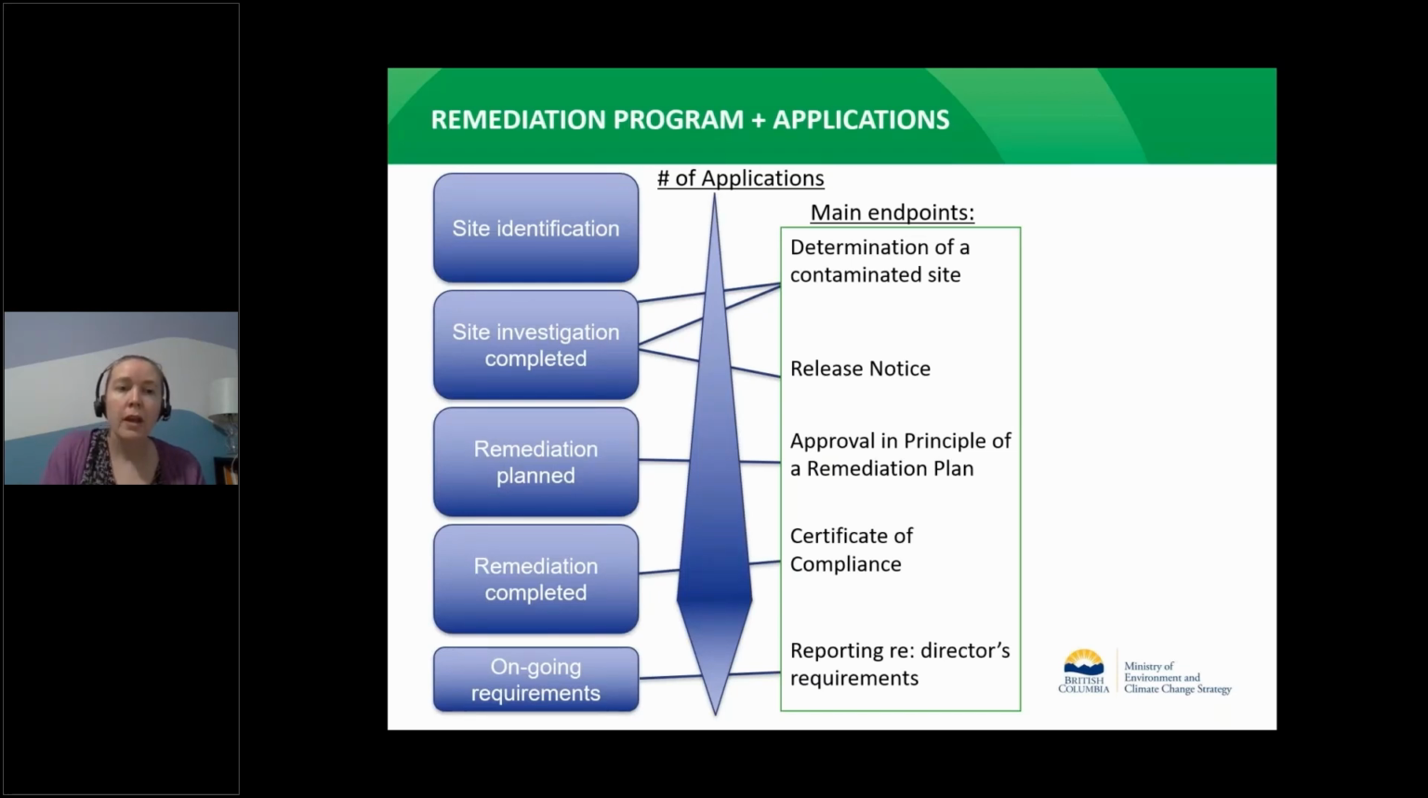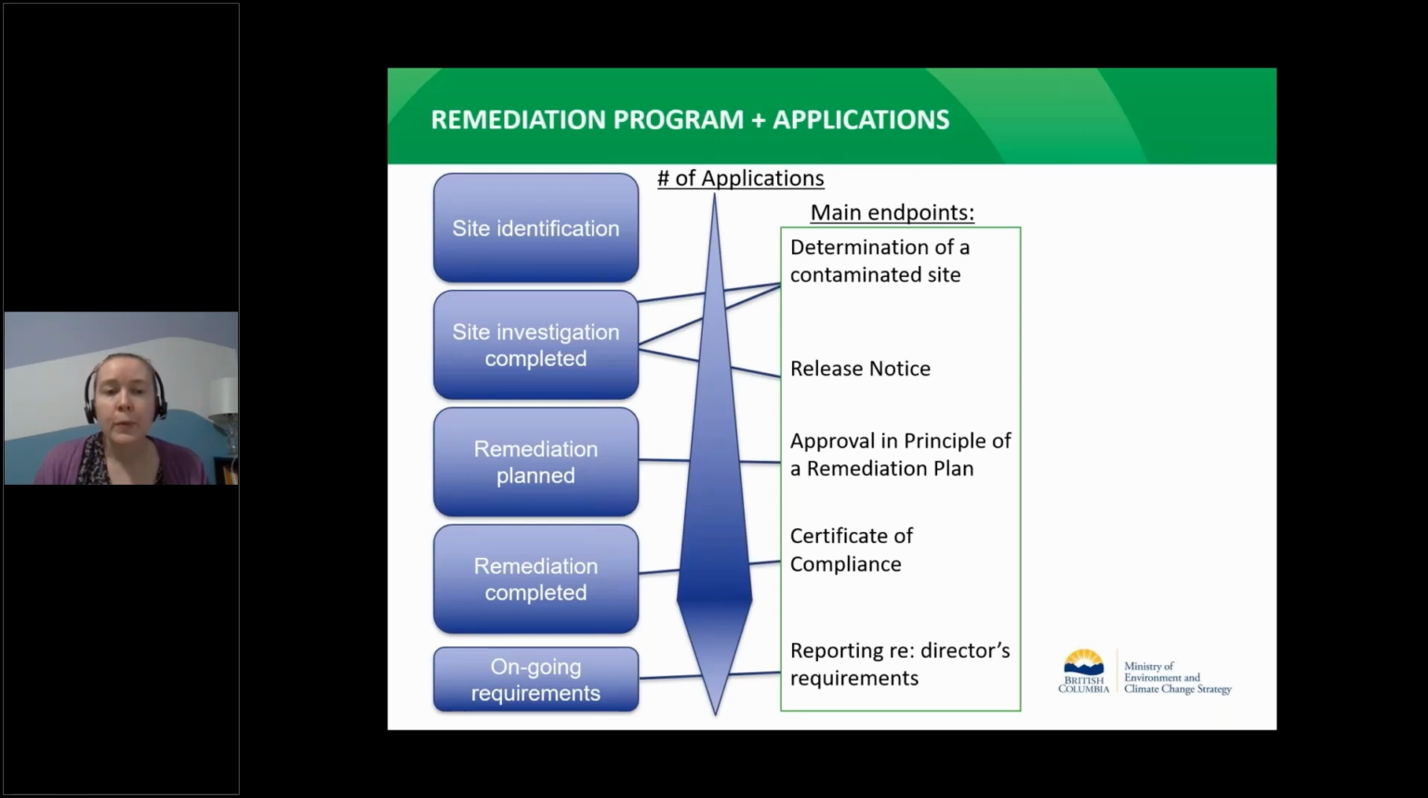A contaminated site moves through these phases on the left in blue. The number of applications is shown by the diamond shape, and the number is cumulatively the highest at the remediation completed stage of the site. However, there are some main endpoints that I wanted to highlight, where applications are made to the ministry, and that may exit the site from the process.